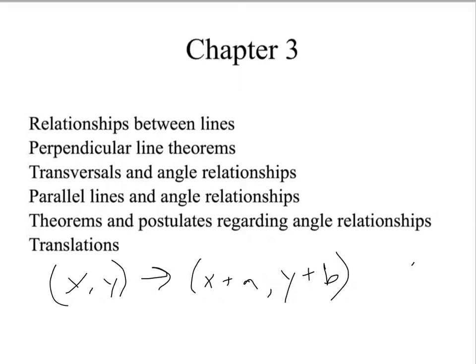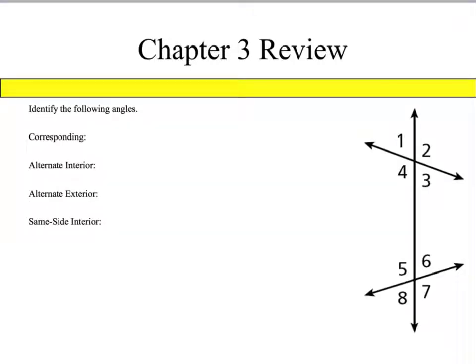Okay, so let's get a couple going. All right, so the very first one, here's our two lines, or sorry, three lines. One's going to be a transversal. I want you to know which one's the transversal and which ones are just the regular lines, and then identify corresponding, alternate interior, alternate exterior, and same side interior angles. All of them. All right, so give this one a shot.